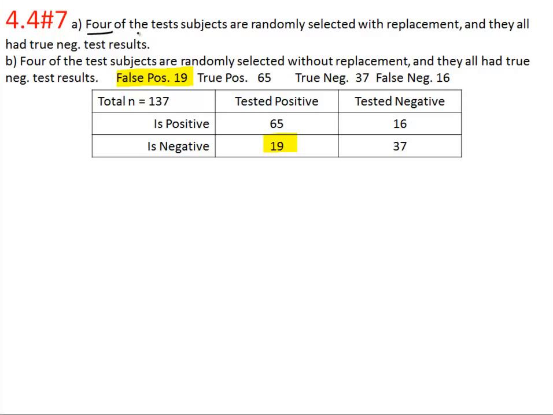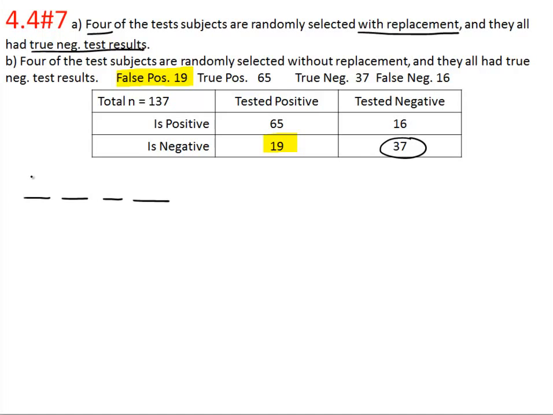We're going to pick four subjects, and the big thing here is that we're selecting with replacement. And then they want to know what's the probability that all four of them have true negative test results. So we're picking four people, and we're putting them back each time. And they all have to have true negative test results. Well, a true negative test result is a negative test result when they actually were negative. So those are our true negatives.